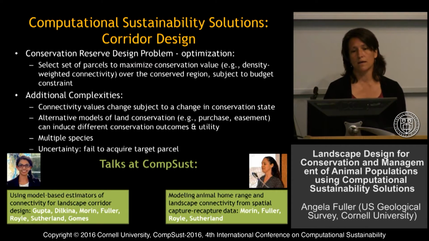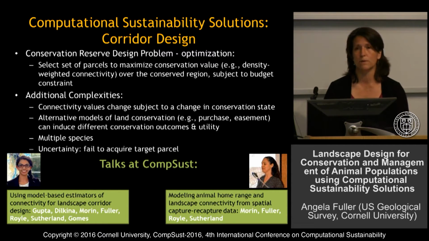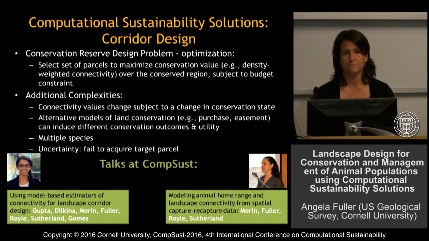And there are two talks at the conference this week that you can hear that are talking about different issues related to this conservation reserve design problem. One is by Amrita Gupta, and she's talking about using these model-based estimators of landscape connectivity in this corridor design application. And the other one is by Dana Moran, and she's going to be talking about modeling animal home range and landscape connectivity from these spatial capture-recapture models. So instead of using least cost path, she's going to be talking about using circuit distance or resistance distance.